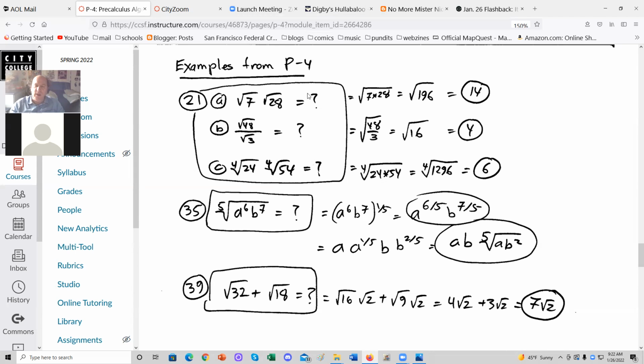Okay, and so this will be a times b times the 5th root of a times the 5th root of b squared. ab 5th root of ab squared.